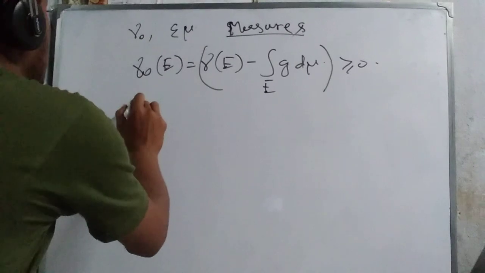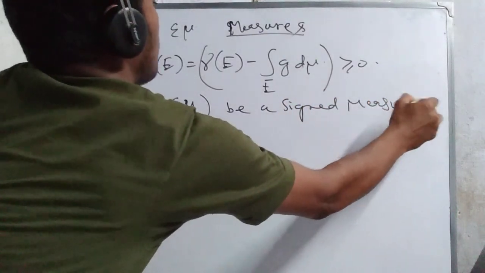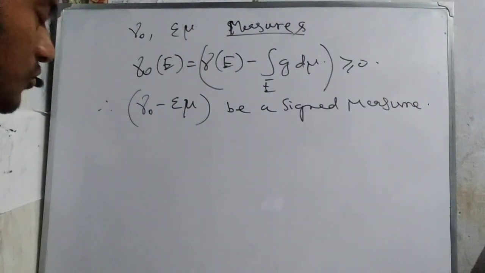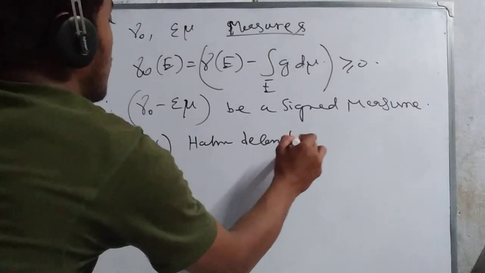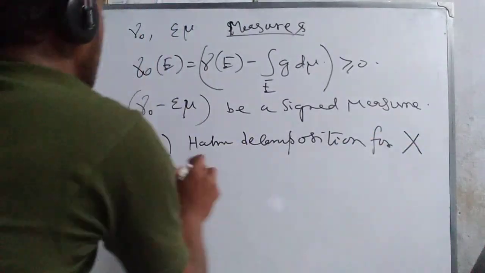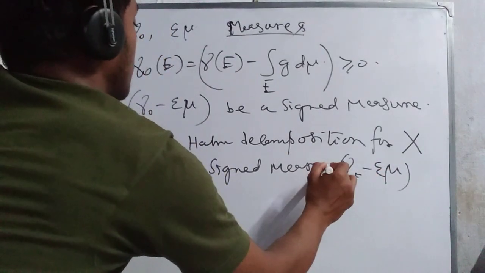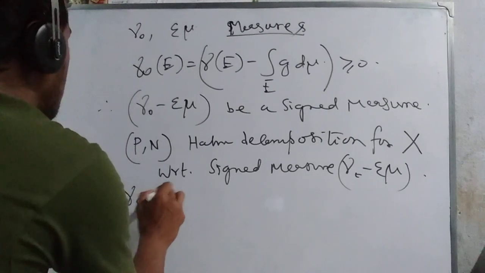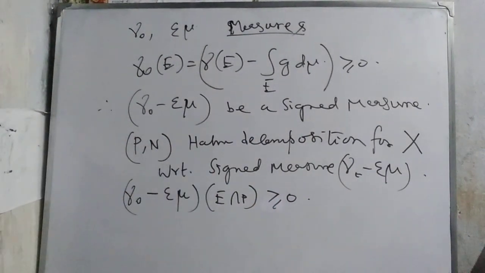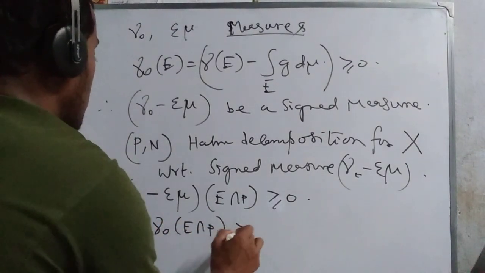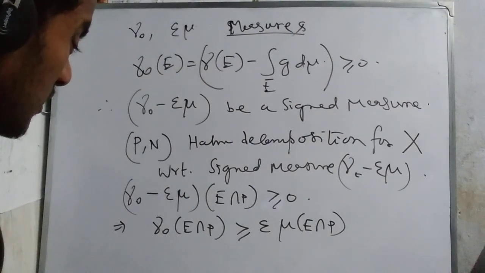Now we discuss gamma 0 minus epsilon mu being a signed measure. If this is a signed measure, then the Hahn decomposition holds, so we have the Hahn decomposition for X with respect to the signed measure gamma 0 minus epsilon mu, with P as the positive set. Then gamma 0 minus epsilon mu of E intersection P is greater than or equal to 0, that means P is a positive set, so gamma 0 of E intersection P is greater than or equal to epsilon mu of E intersection P. Then we go on to further discussion.